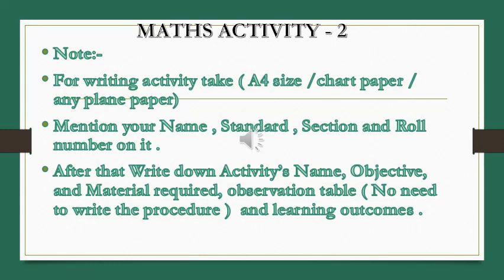Before starting the activity, note down some important points. For writing an activity, you have to take A4 size paper or chart paper or any other plain paper. Don't forget to mention your name, standard, section and roll number on it. After that, you have to write down the activity's name, objective and material required if any, and then you have to do your activity. If it is on paper, you have to paste that paper after the material required. And at the end of this, don't forget to write the learning outcomes which are given in the slides.